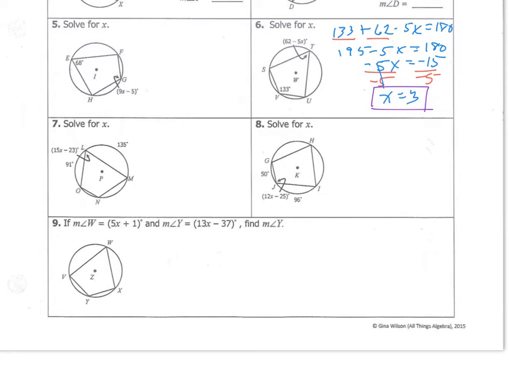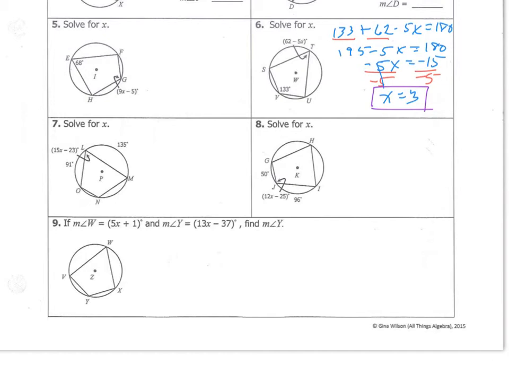Now, the other way that you could have done it, could you have subtracted the 133 from 180 and set it equal to this? Yeah, you can do that. That's fine. And your numbers are smaller when you do that. But I don't care. Either way, you're going to get the correct answer.